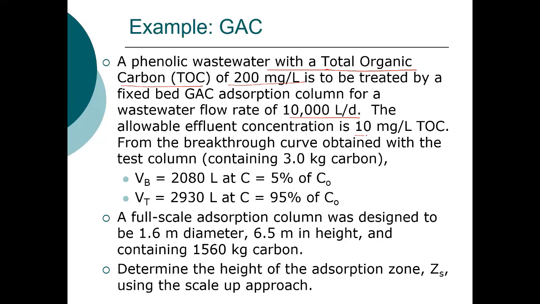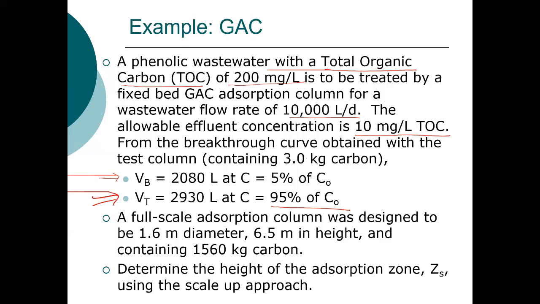The allowable effluent concentration is 10 milligrams per liter, which corresponds to 5% of the initial TOC. And from the breakthrough curve, we obtain the following data. The volume that we can treat to breakthrough is 2,080 liters, and the volume we can treat to exhaustion, which we've defined as 95% of the initial concentration, is 2,930 liters.